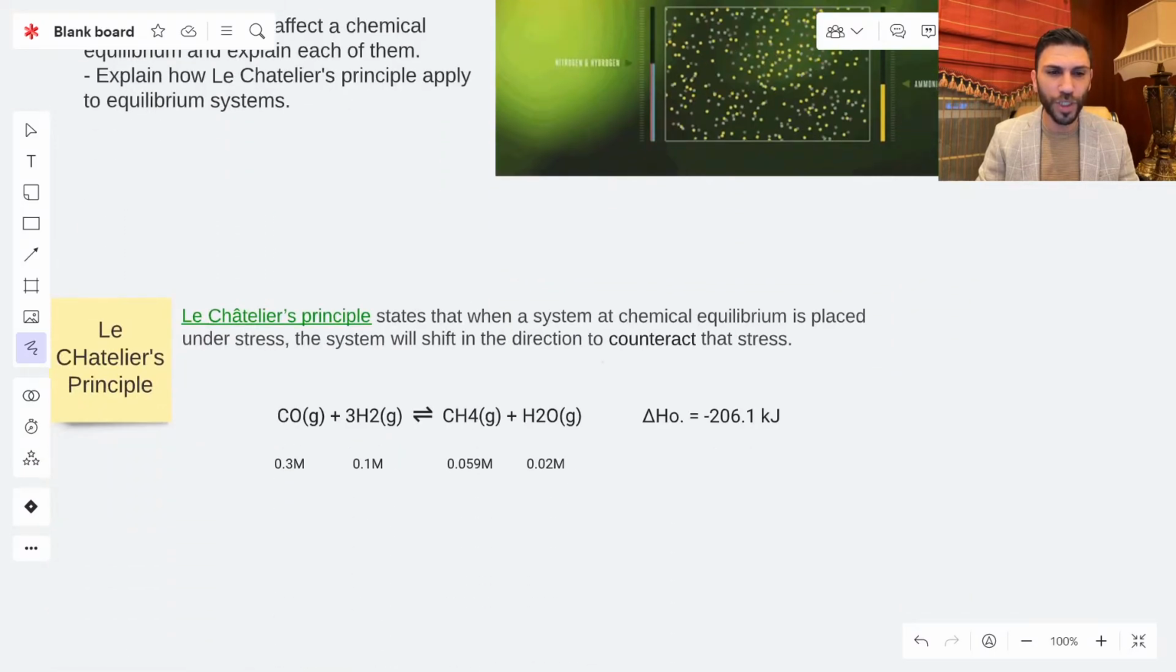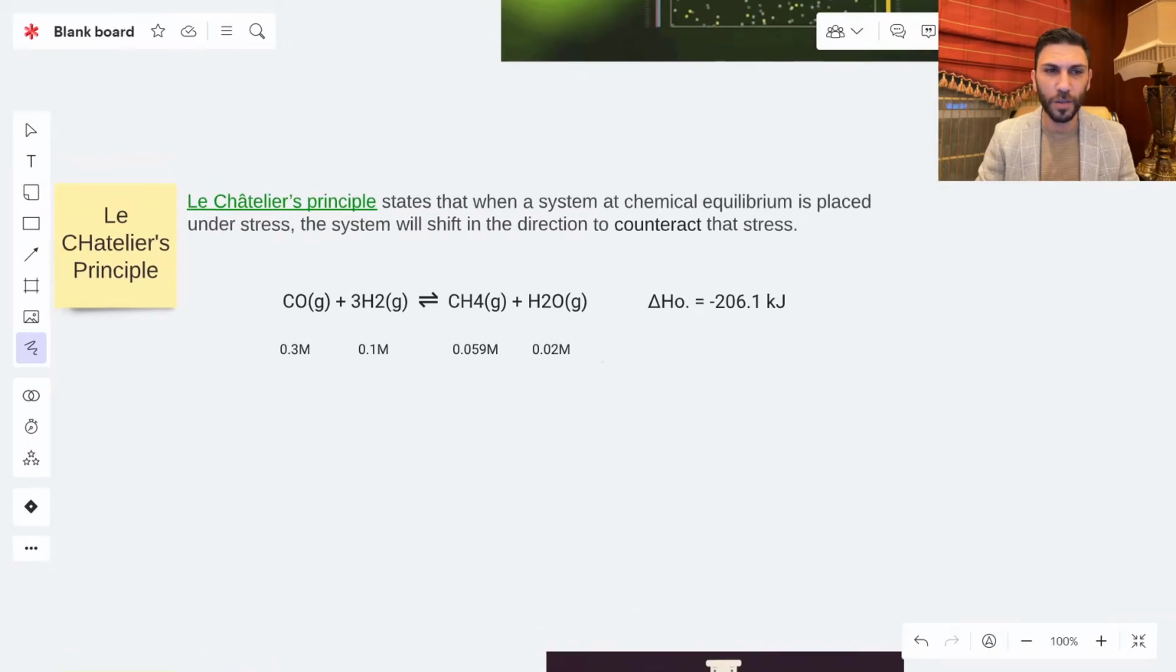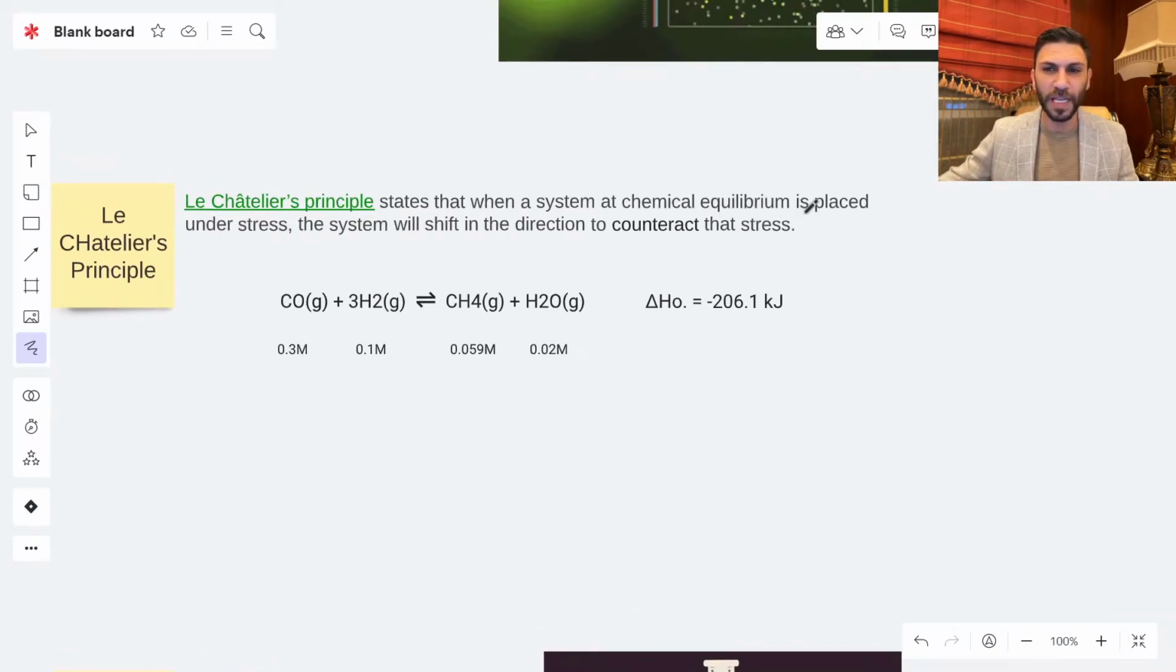So, Le Chatelier's principle states that when a system at chemical equilibrium is placed under an external stress, this system, which is already at equilibrium, will shift in the direction that counteracts the stress. So, if we have a system at equilibrium and there is an external stress on this system, then this system will shift in a direction to reduce that stress, or to resist that external stress.